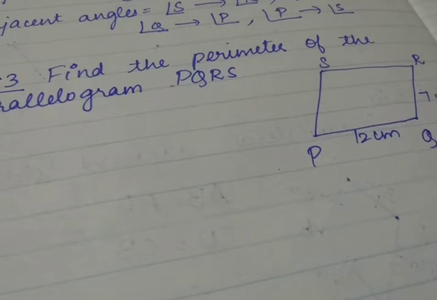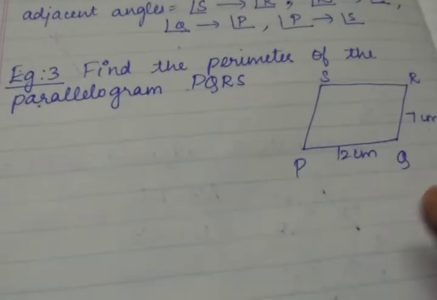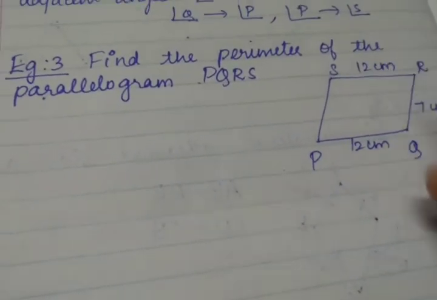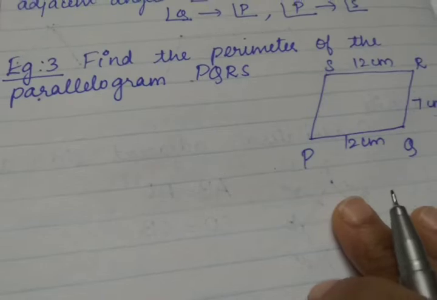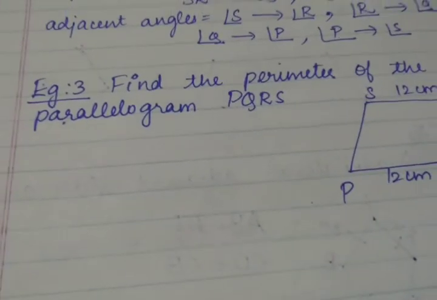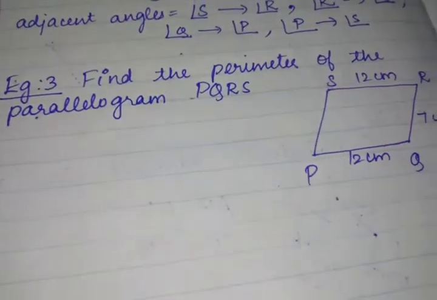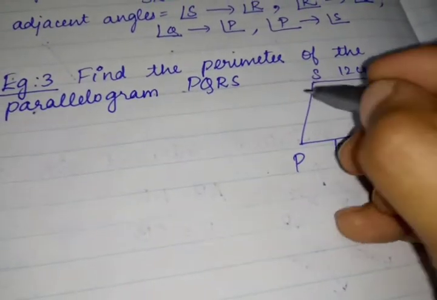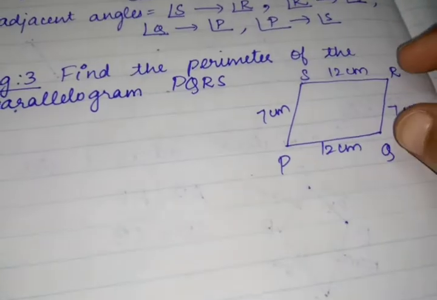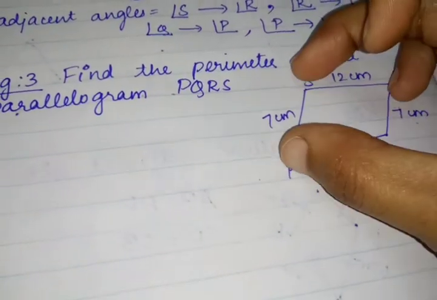Otherwise, it is similar to a rectangle. Here, opposite sides are equal. If this is 12 centimeter, this is also 12 centimeter. Then, if this is 7 centimeter, this is also 7 centimeter. Is it correct? Yes, because these two are opposite sides.